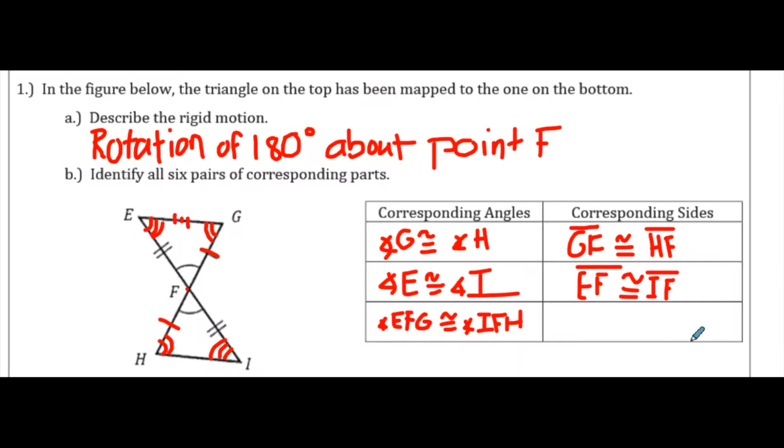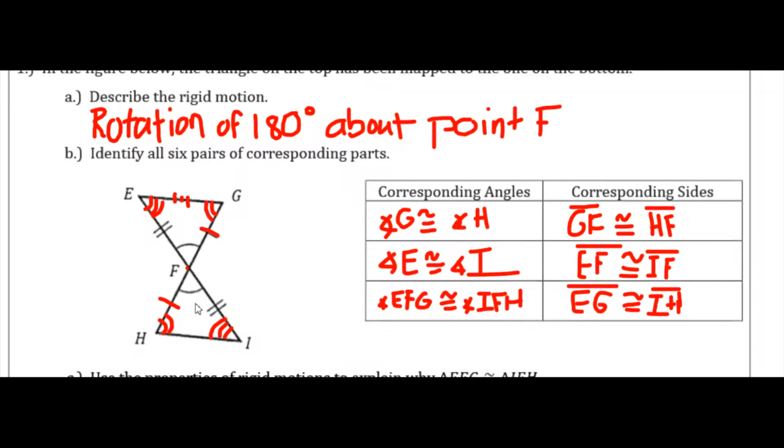So EG on the top, EG. Doesn't matter what order you give for the first one. It's that the second side has to match up the first side. So it's congruent to, okay, well, E will rotate to I, and G, the second letter, would rotate 180 to H. So EG and IH are the same length. Okay.